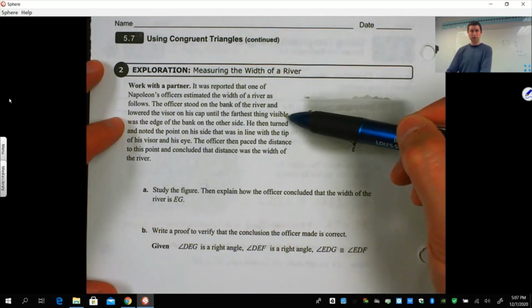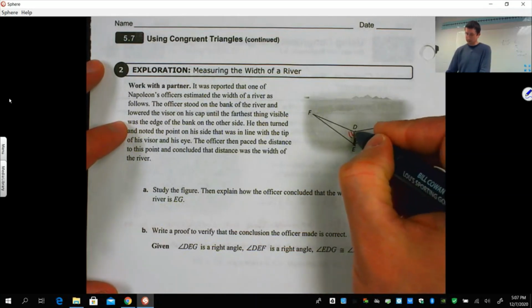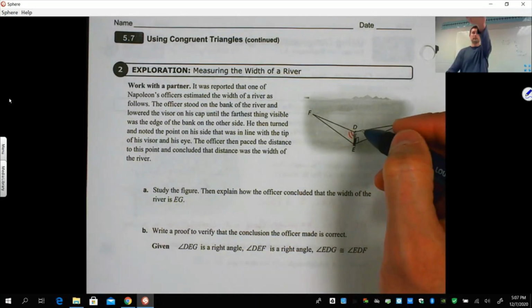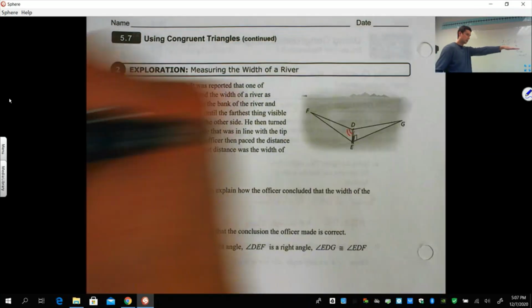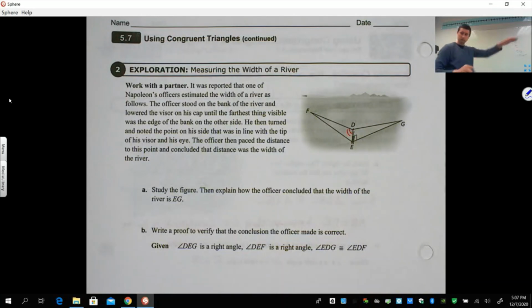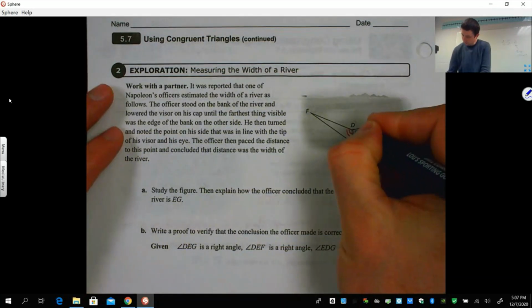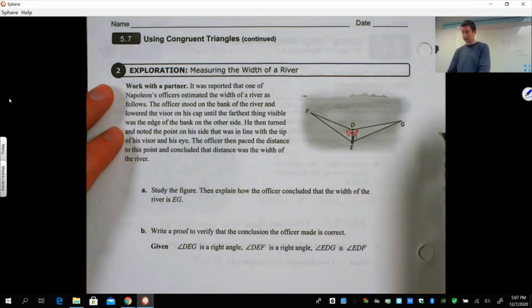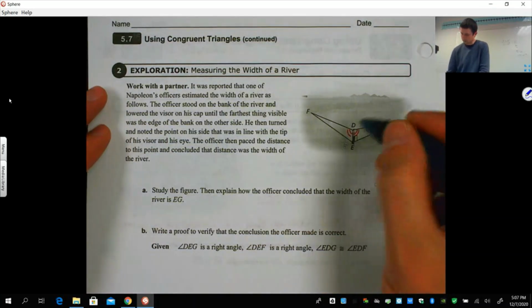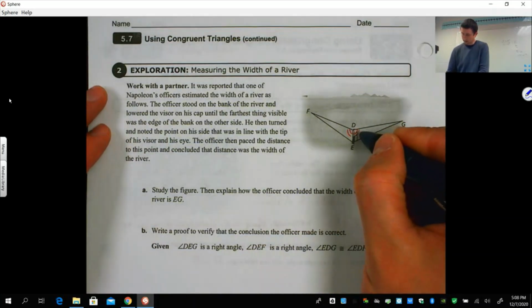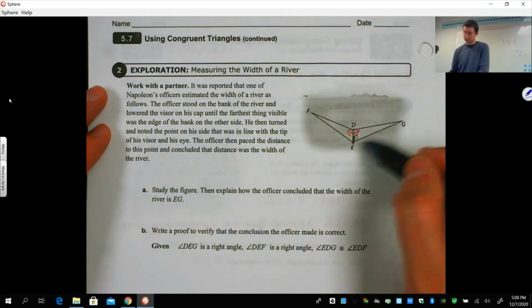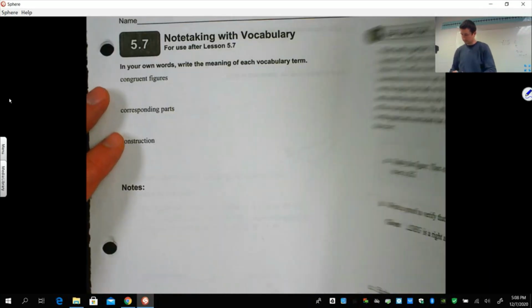He then turned and noted the point on his side that was in line with the tip. So he looked out, and then he looked down until he could just put it on the other side of the river, and then he turned and kept that same angle. So that's called an angle of depression, because it went down. Advanced math and trigonometry, we'll get into that more. Okay, so that's an angle right there. So we have angle, side, angle. That measurement would be the same sort of thing.